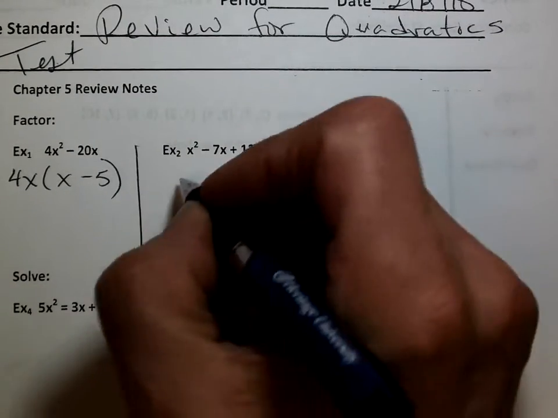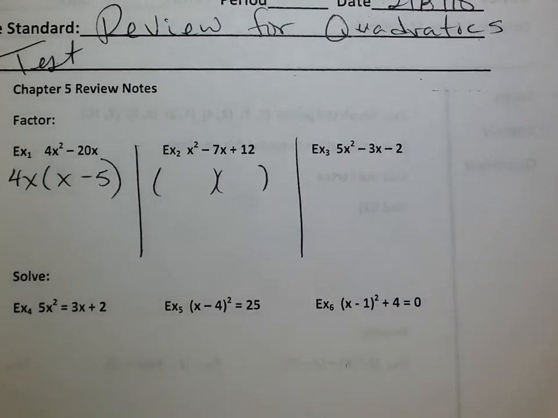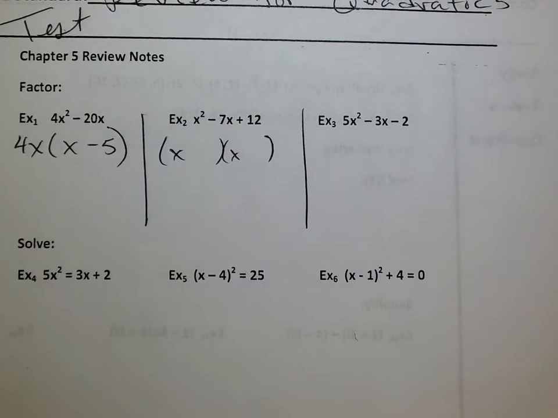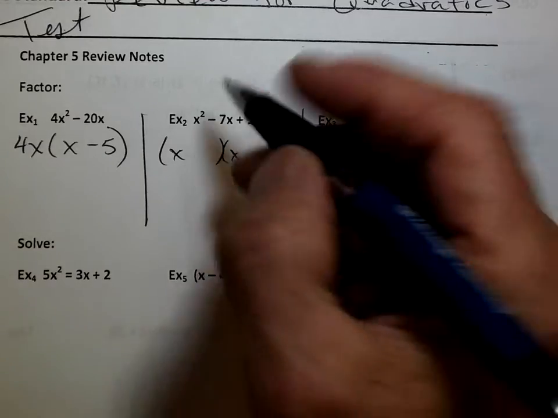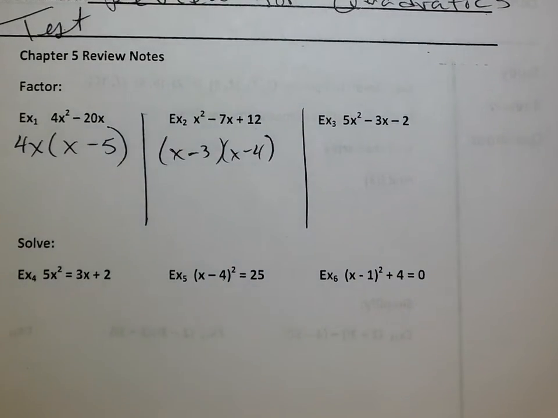Number 2. Okay, it's a trinomial. Parentheses, parentheses. x and x. Multiples of 12 that make a negative 7. How about a negative 3, negative 4, or vice versa? And the double smiley, if you want to check, there's the 7.